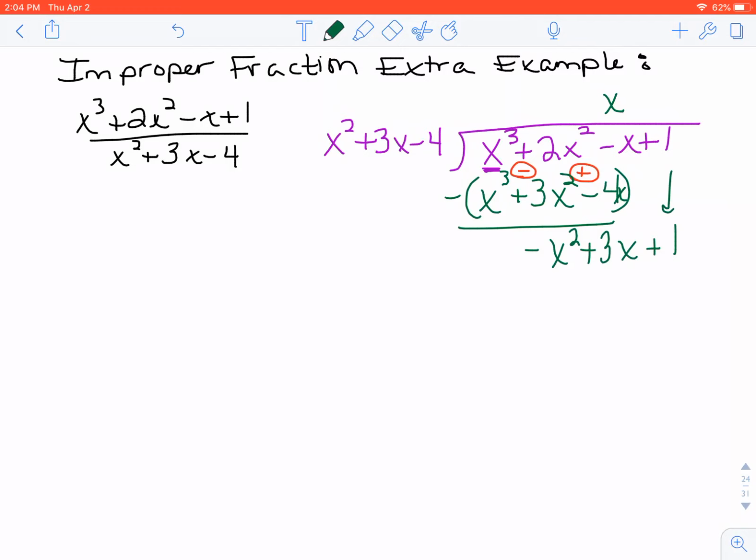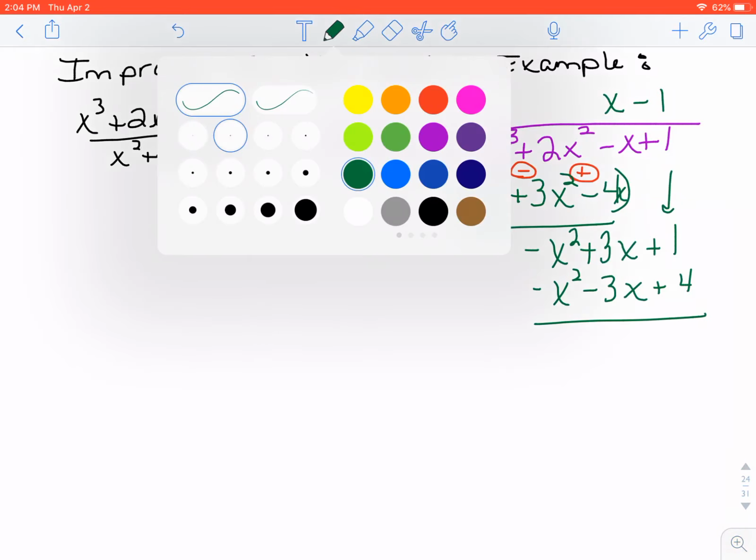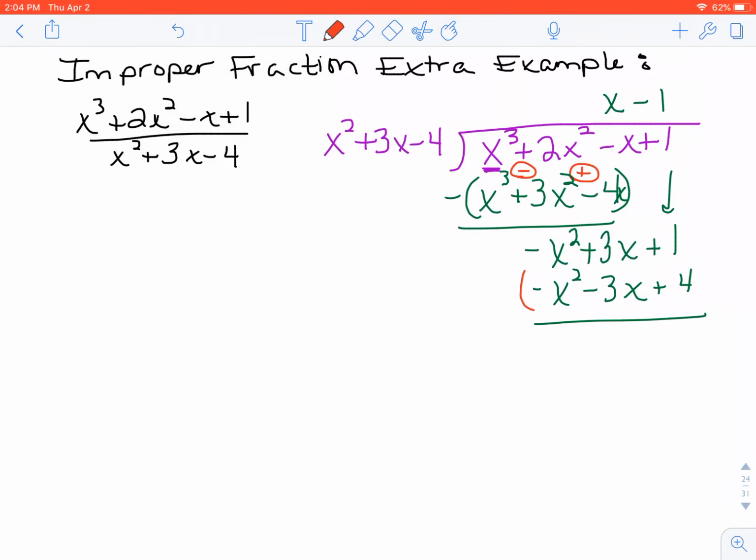So again, we ask ourselves, we have an x squared. We need to make it a negative x squared, so we need a minus 1. So that gives us negative x squared minus 3x, and then plus 4. Remember, this is all getting subtracted. So this is a plus, this one is a plus, and that's a minus. So we end up with 6x minus 3.